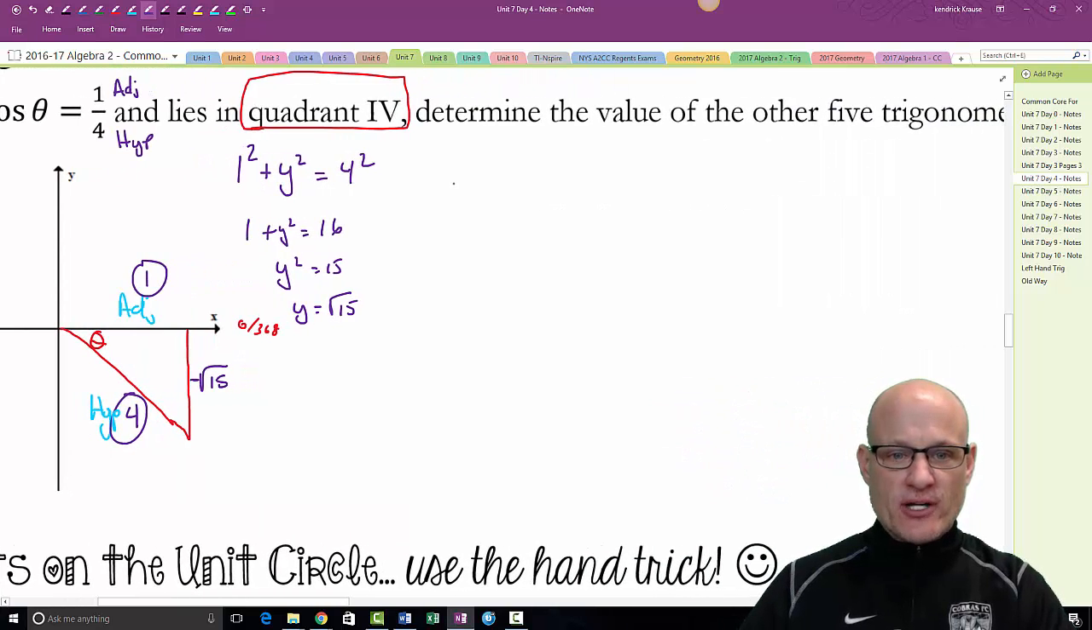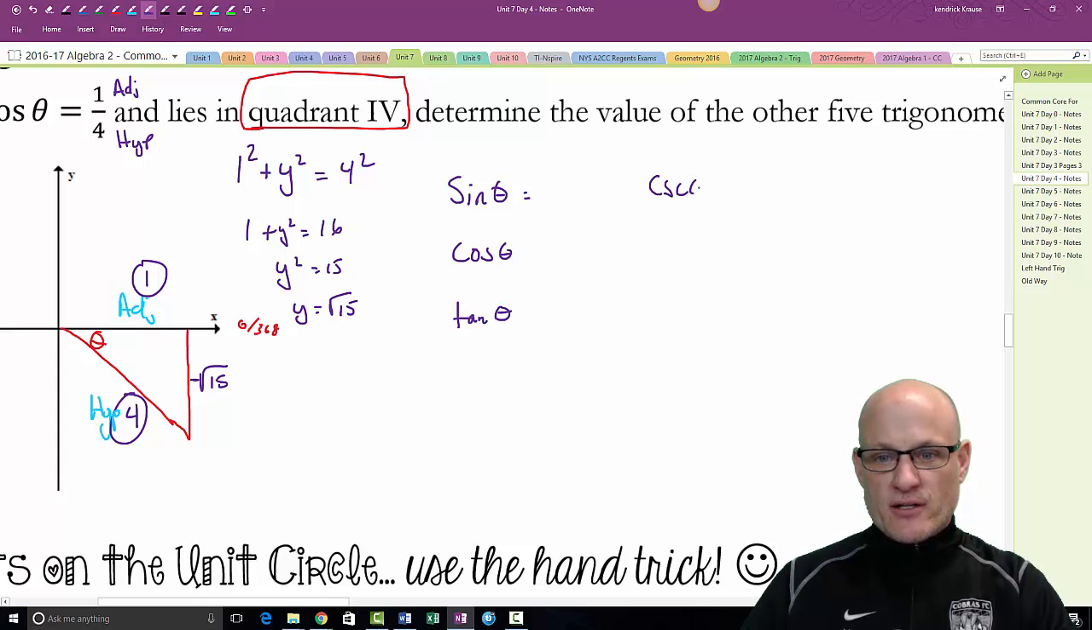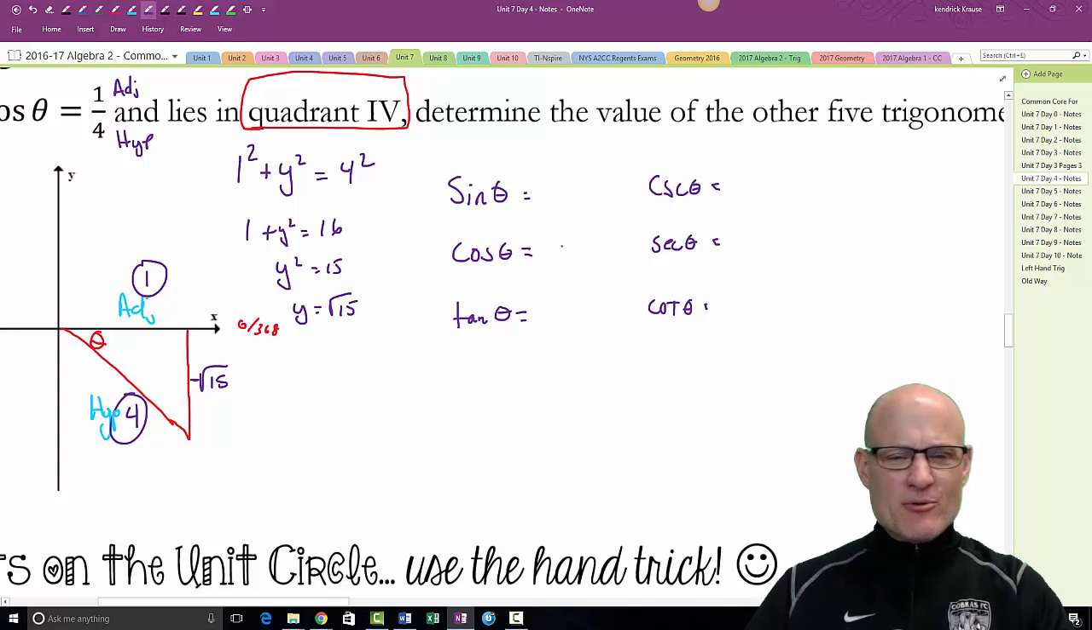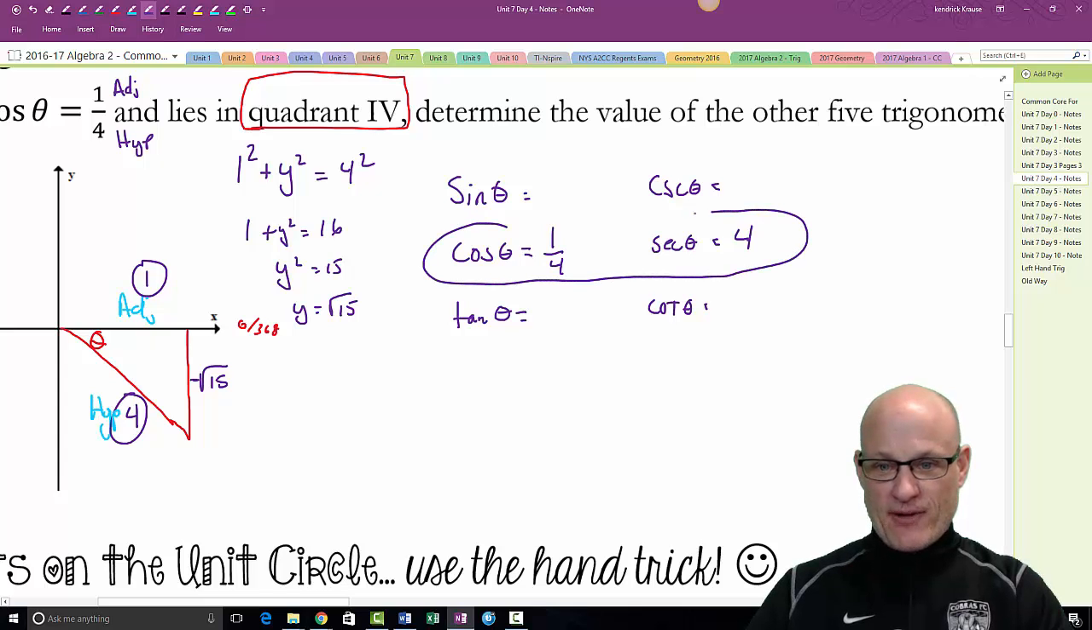Let's get our 6 trig functions down. Sine of theta, cosine of theta, tangent of theta, cosecant of theta, secant of theta, and cotangent of theta. I just like doing that. It's fun. Anyway, wait, we were given cosine. That's 1 over 4. Secant is just the reciprocal of that, which is 4 over 1, or just 4. So that we were given. The rest of them we kind of got to find.